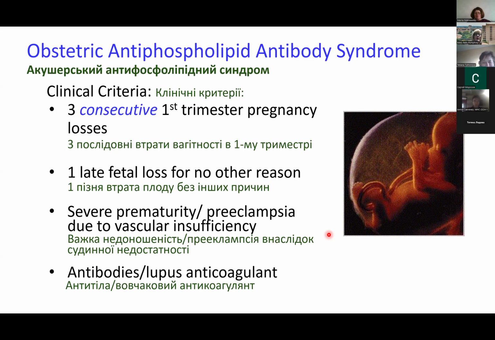If you have antiphospholipid antibodies and you have 1 episode of preeclampsia or eclampsia or fetal loss, it's not 100% that you will have another, but you are at very high risk for having the same outcome.